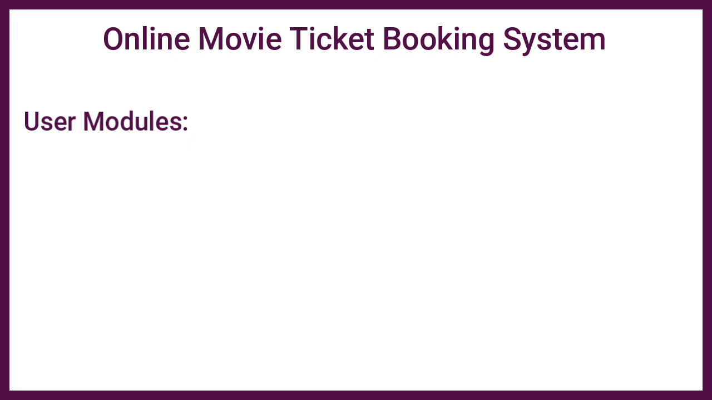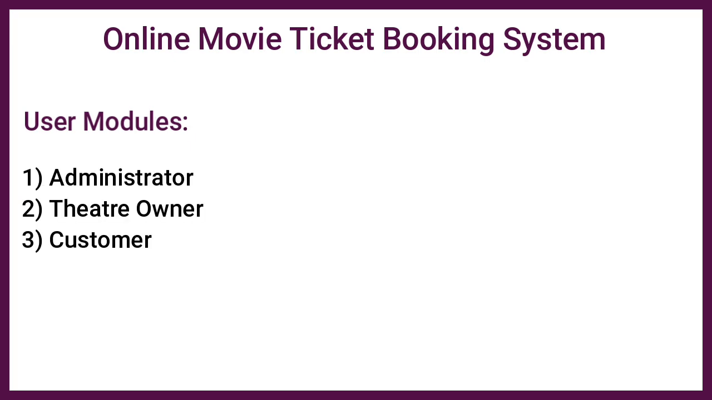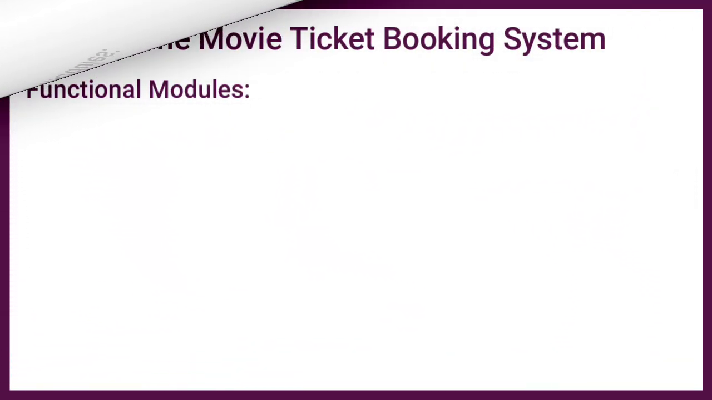User modules present in the project. So the project basically contains three user modules. The very first one is the admin module, the second one is the theater module or theater owner module, and the third one is the customer module. Functional modules present in the project.